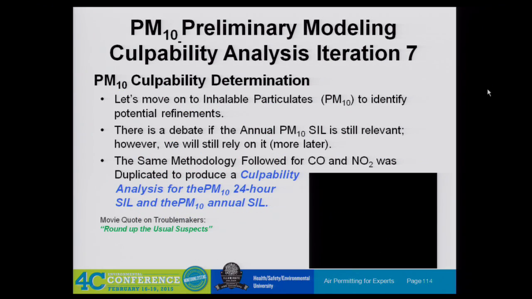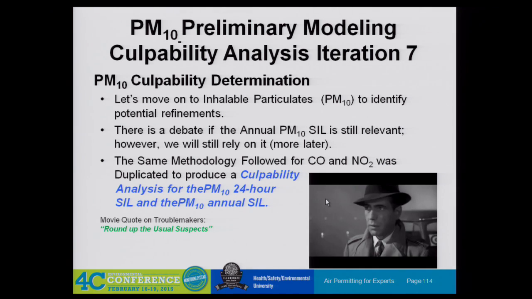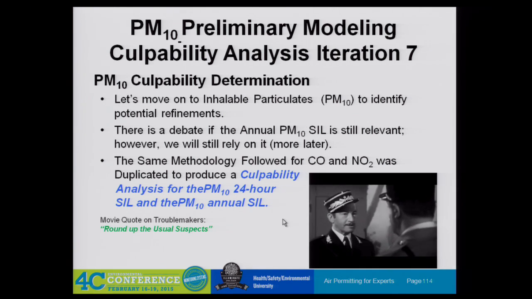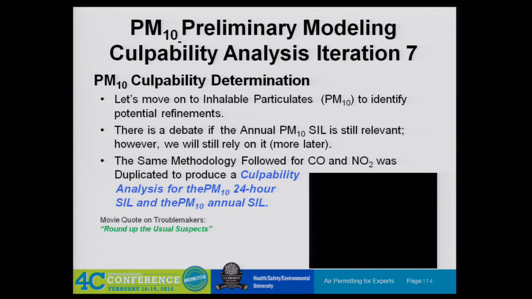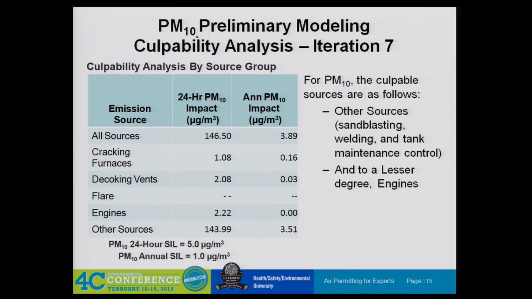Okay, so moving on to particulate matter, we got a few more minutes before lunch. I'll get into a little bit of this. We're just doing the same thing. We're looking for the culprits, and we're just going to peel back the onion until we get there. And this is the way you have to do it on these modeling analyses. What happened? Round up the usual suspects. So what are our usual suspects? Well, we know them by now. They're the cracking furnaces and the decoking vents, right? So we're going to run through the same thing here.